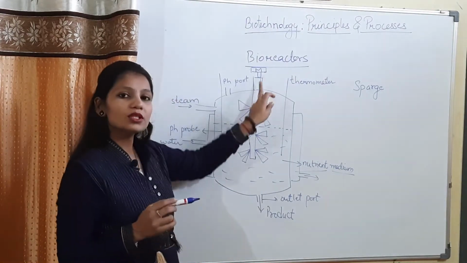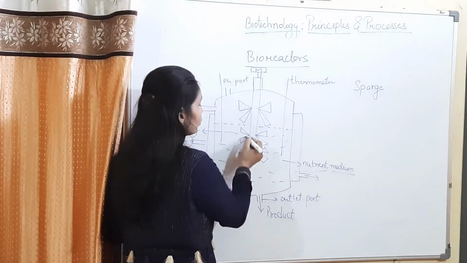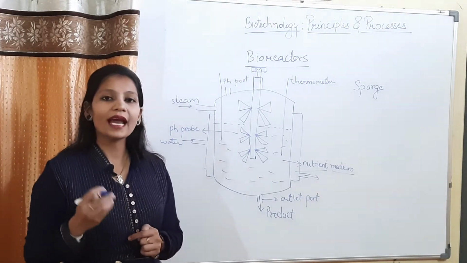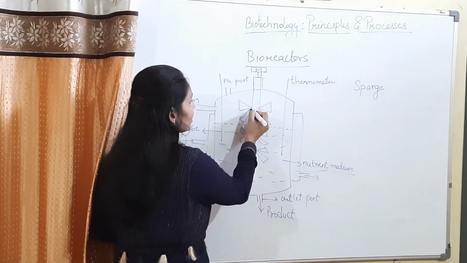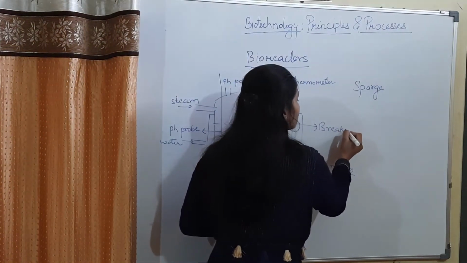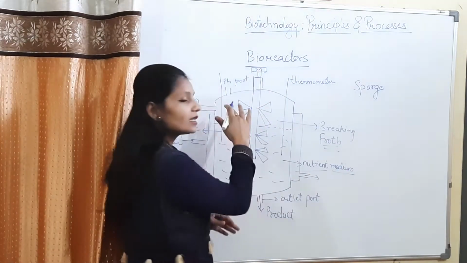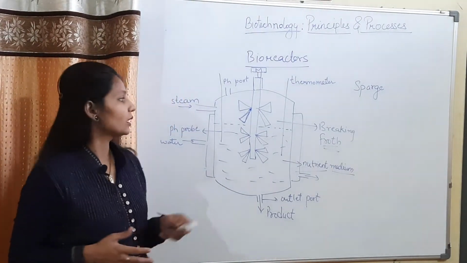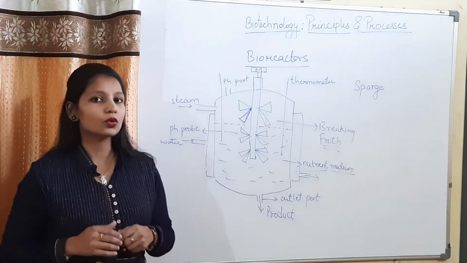Now we will discuss the function of these blades. If the motor moves, the shaft will also move, and along with the shaft the blades will also move. The lower blades are generally for mixing, so that proper air and nutrients can be mixed and the growth of bacteria is good. The topmost blade is generally for breaking the froth, because if the froth formation is high, it will hinder the supply of free oxygen. So the bacteria will not get oxygen and will not grow properly. These blades keep breaking the froth so that we can have good growth of bacteria.